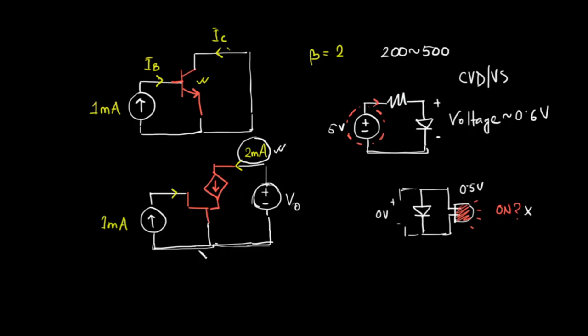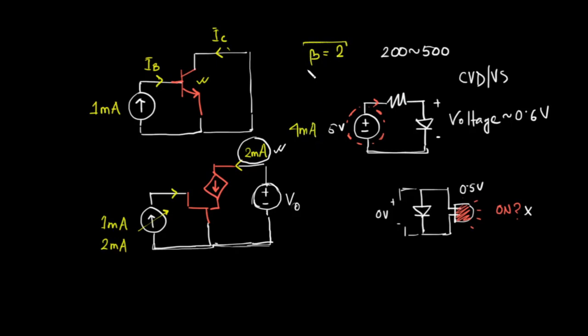This 2 milliampere current will flow, and if I keep increasing this input current, suppose this is a tunable current source. By tuning a knob, I can increase or decrease the value of this current source. Then if I input a 2 milliampere current at this terminal, then the output current will be 4 milliampere, because our beta is 2.